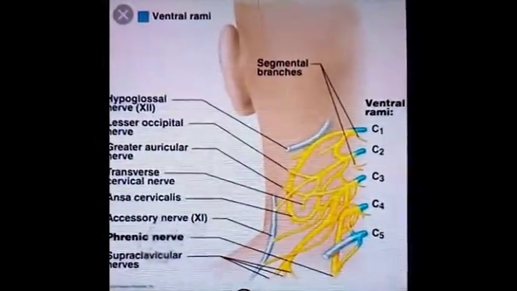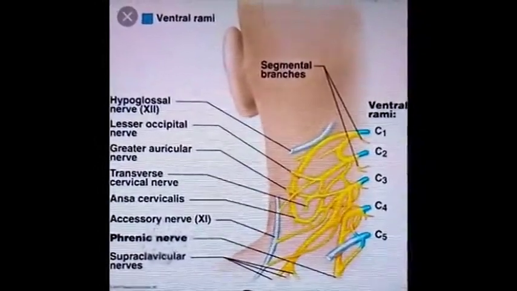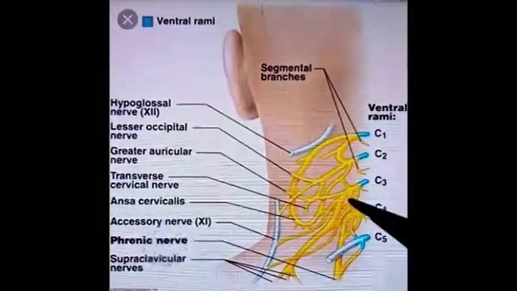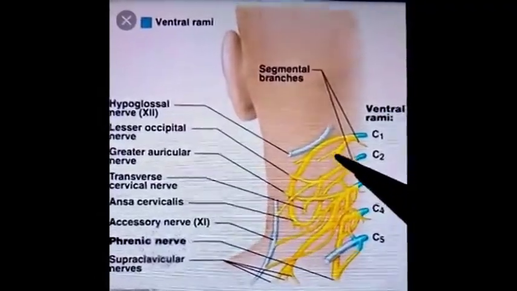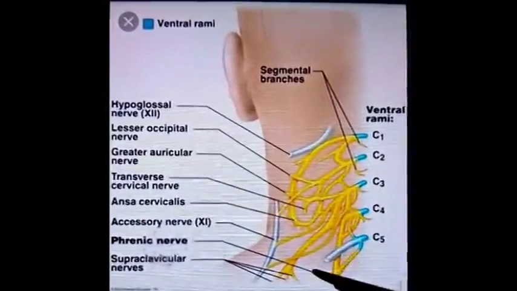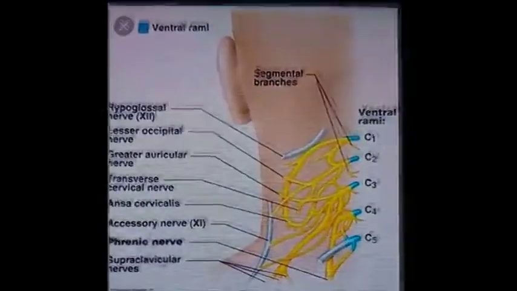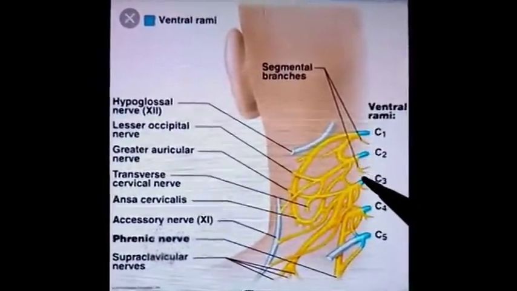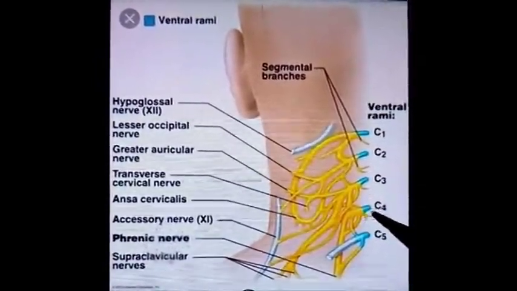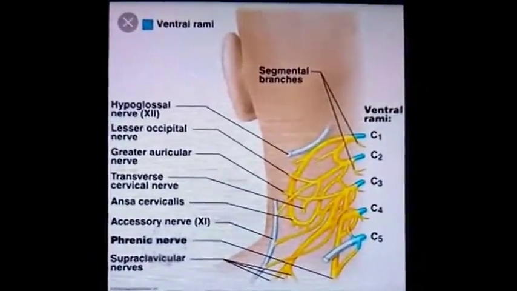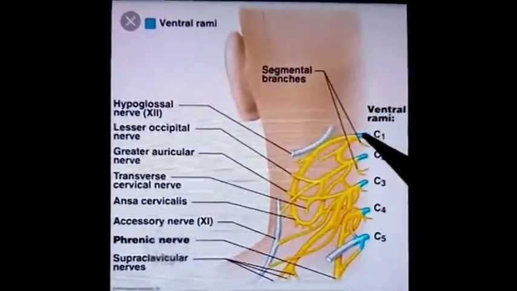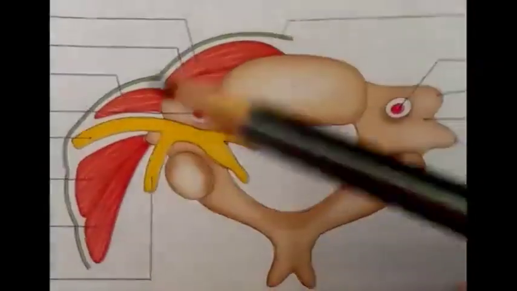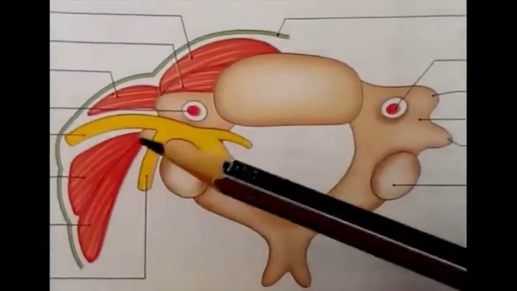Let us come to next topic, that is cervical plexus. Cervical plexus is a network of nerve fibers that supplies innervation to some of the structures in the neck and trunk area. It is formed by ventral rami of upper 4 cervical nerves. So ventral rami are shown in this blue color. This is ventral ramus, this is dorsal ramus.